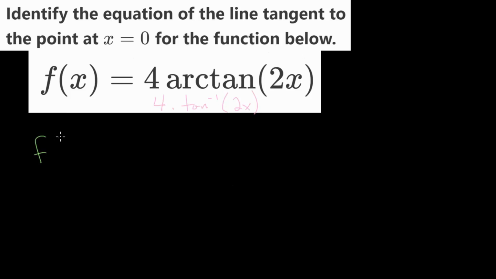I will start by rewriting this function, and I will use the inverse tangent notation, but the arctangent notation means the exact same thing. Either way you want to write this is completely valid. Now, notice that we have a function within a function. We have a composite function here. This function 2x is within the outer function, which is the arctangent function, or the inverse tangent function.